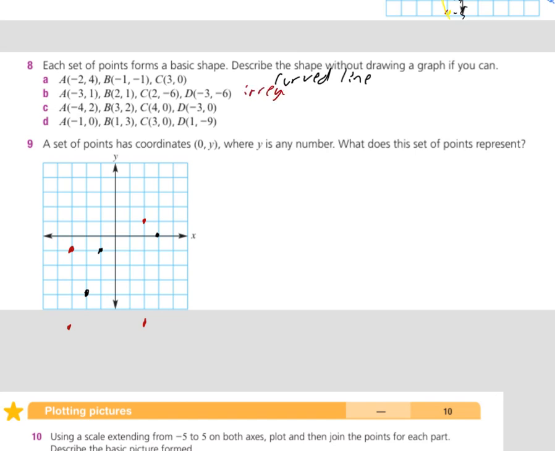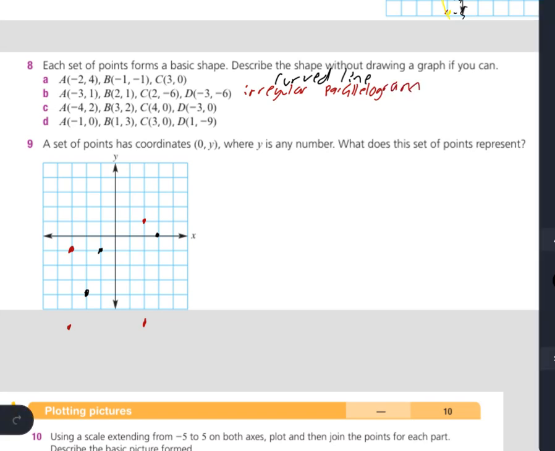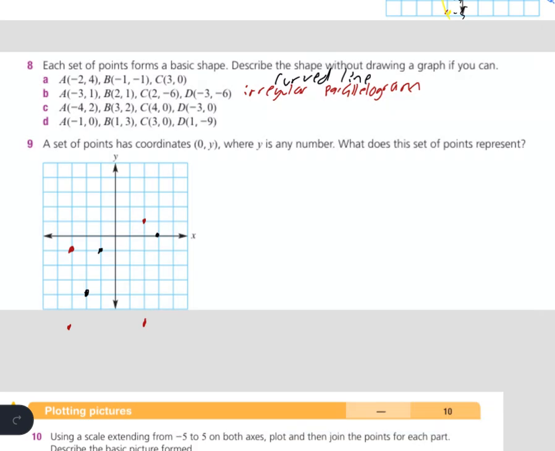Irregular parallelogram. Because they're not all the same sides. Or an irregular quadrilateral might be a better word for it. All right, let's go to C.